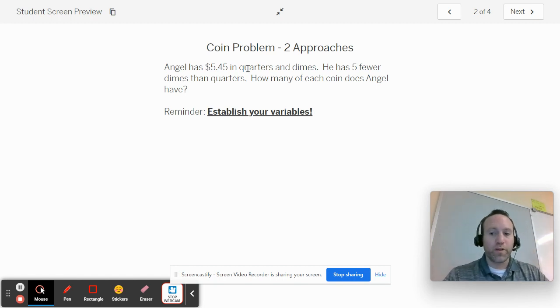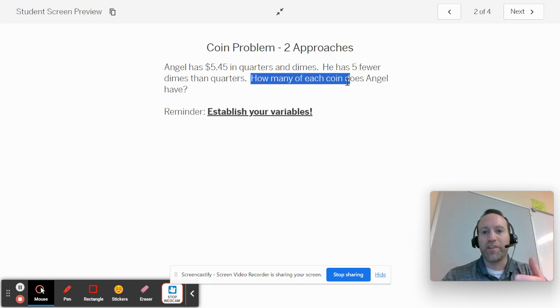We know quarters are worth 25 cents. We know dimes are worth 10 cents. So that's not unknown, the value of a coin. He has 5 fewer dimes than quarters. So what is unknown is the number of quarters and the number of dimes. Again, you could even see that in the question, how many of each coin?